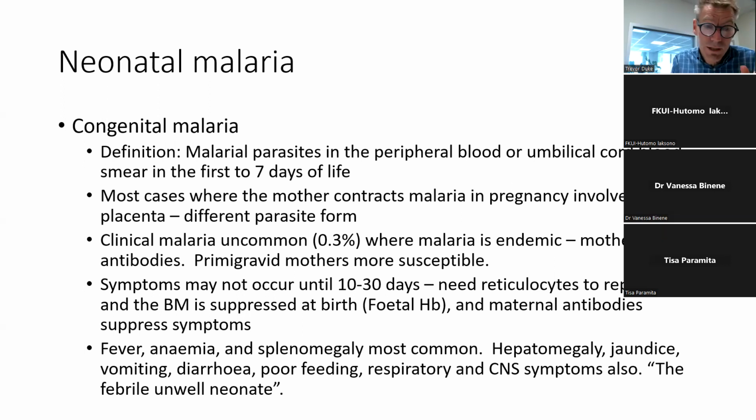But when it occurs, there are three features. There are three things that almost always occur. One is fever, one is anemia, and one is splenomegaly. In all the series of congenital malaria, the clinical features, 100% of babies have fever, anemia, and splenomegaly. There are some other features that are sometimes seen, so hepatomegaly or jaundice, vomiting and diarrhea, poor feeding, respiratory symptoms like the febrile unwell neonate. So if you see a febrile unwell neonate, then look to see if they've got anemia or splenomegaly, and then you should think that they might have congenital malaria.